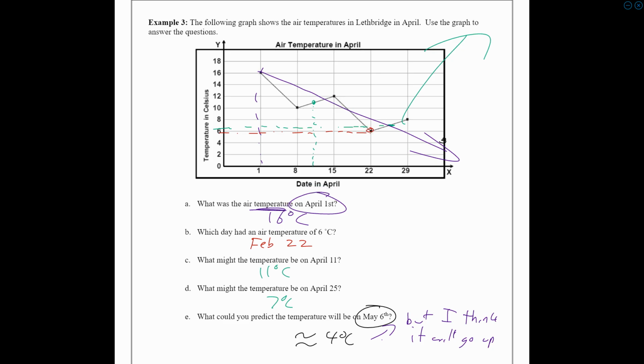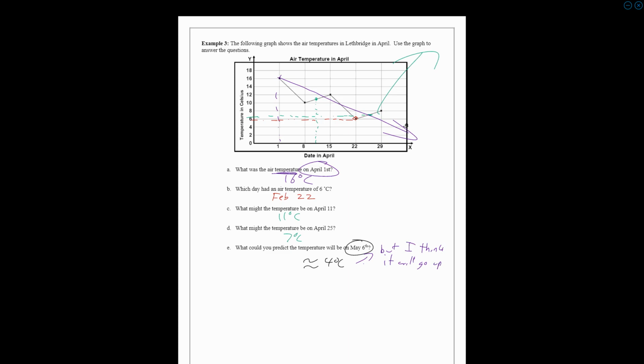I'm just saying, I think it will go up. Don't worry, you don't have to copy it. I'm just saying, that's what I think would happen. I don't think it would keep going down. I think it will go up. I've lived in Alberta for long enough.